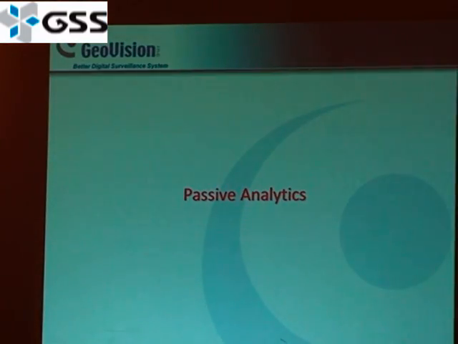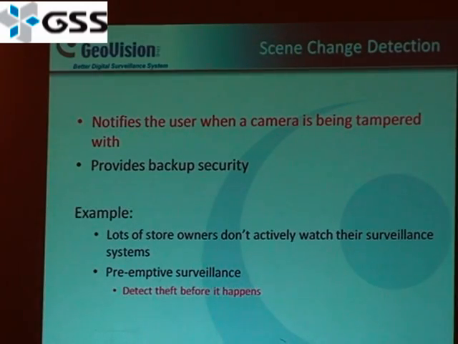Now we're going to talk about some passive analytics. These are, again, analytics that you would run in the background, that you'd have as backup support. You wouldn't actively monitor these analytics, but they do help you when they detect something. They usually activate when something dramatic happens. And the first one we're going to talk about is scene change detection.